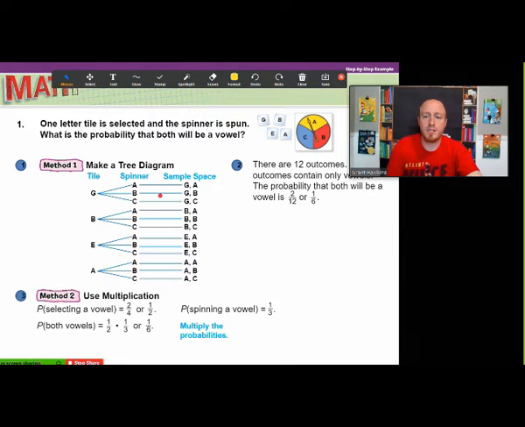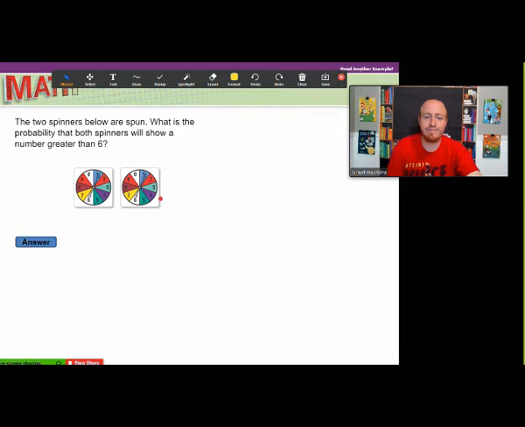Anywho, let's try one, shall we? 2 spinners are spun below. What is the probability that both spinners will show a number greater than 6? Pause now and work it out, but be careful, don't rush. Think. Pause. Oh, you're back.